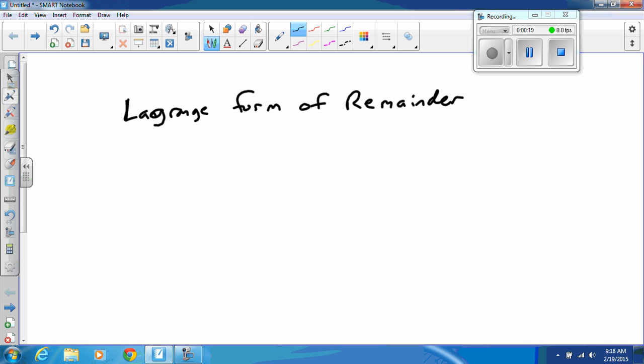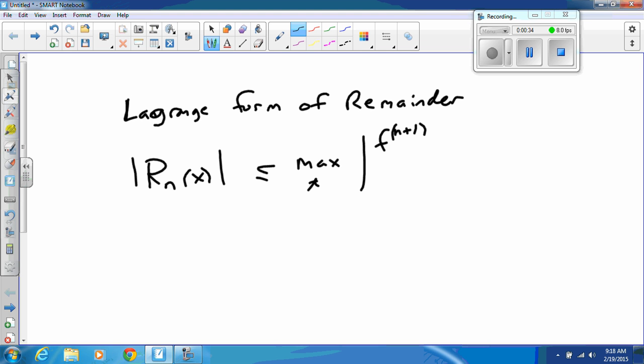And what I claimed yesterday is that the size of Rn is less than or equal to the max over t of the n plus 1th derivative at t over n plus 1 factorial times x minus c to the n plus 1. That's what I claimed yesterday. What I want to do today is to prove this, and I'm actually going to make a slightly stronger claim.